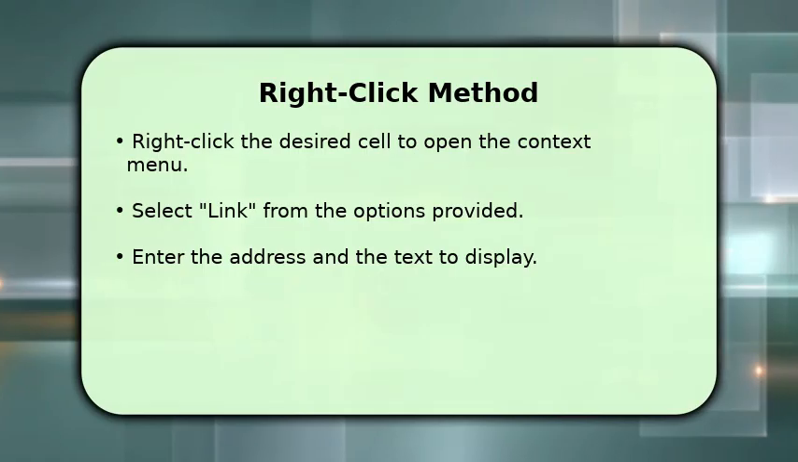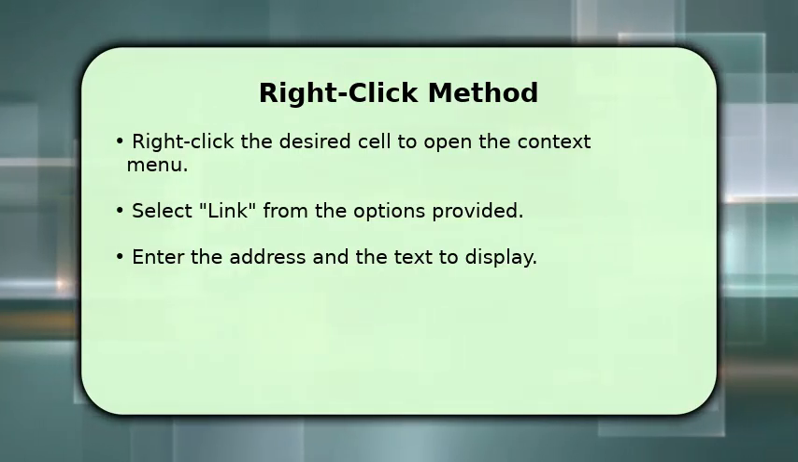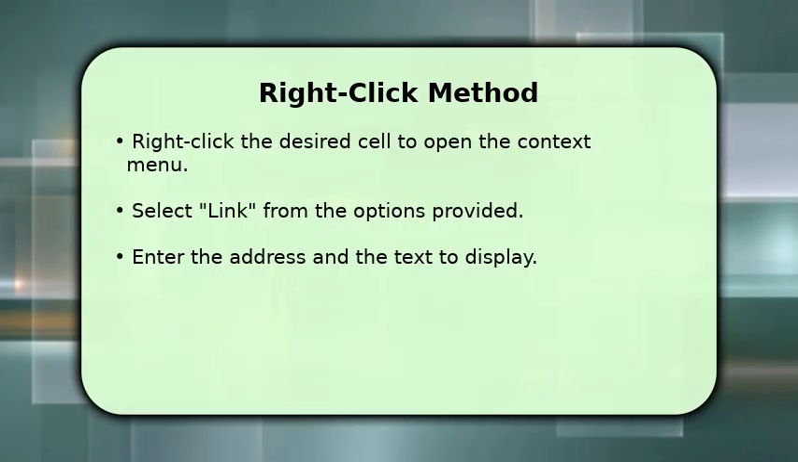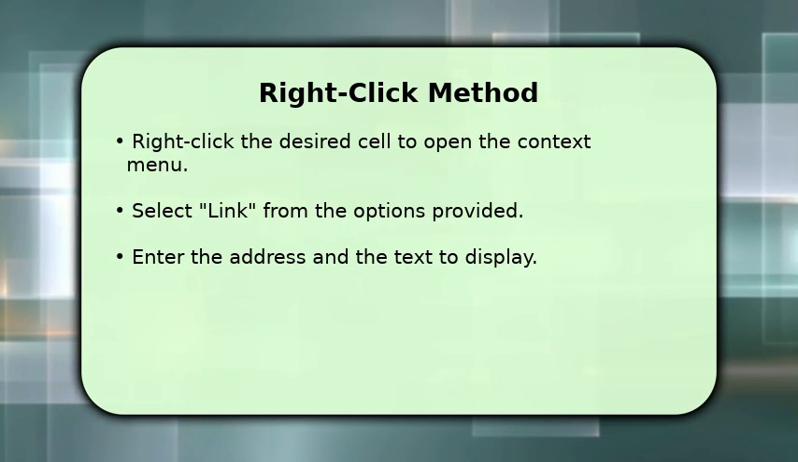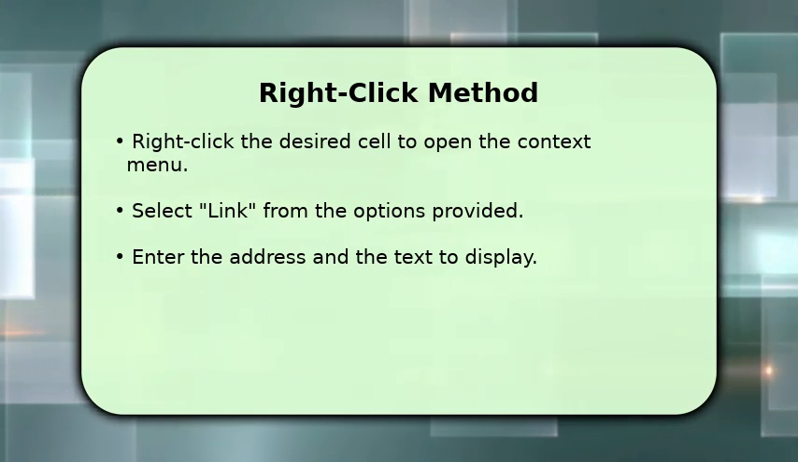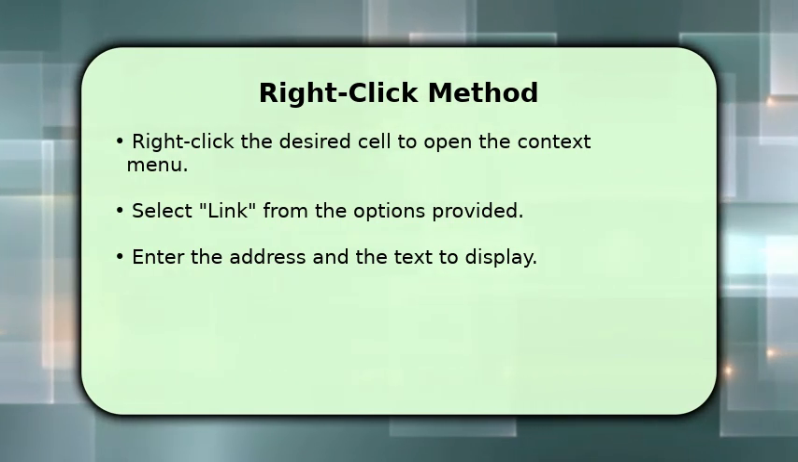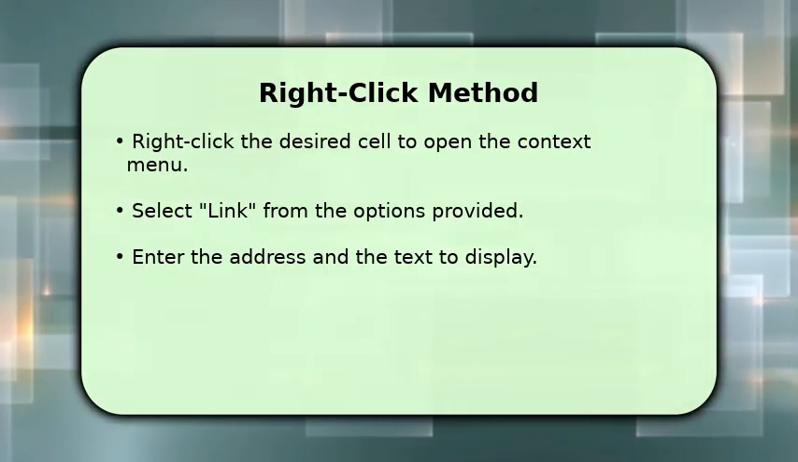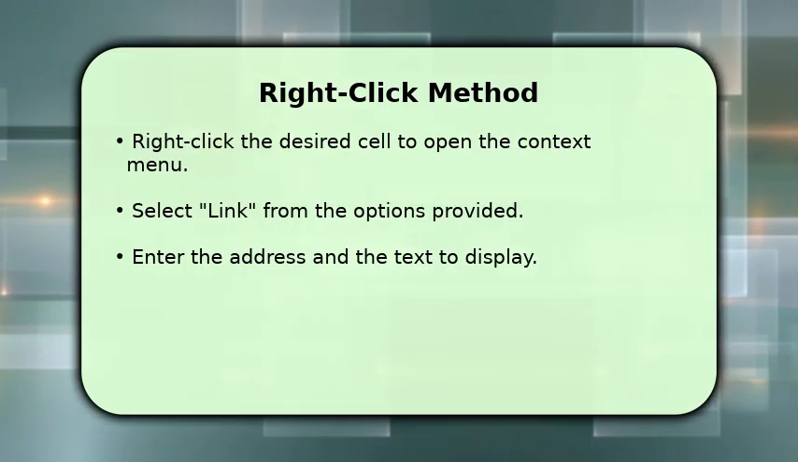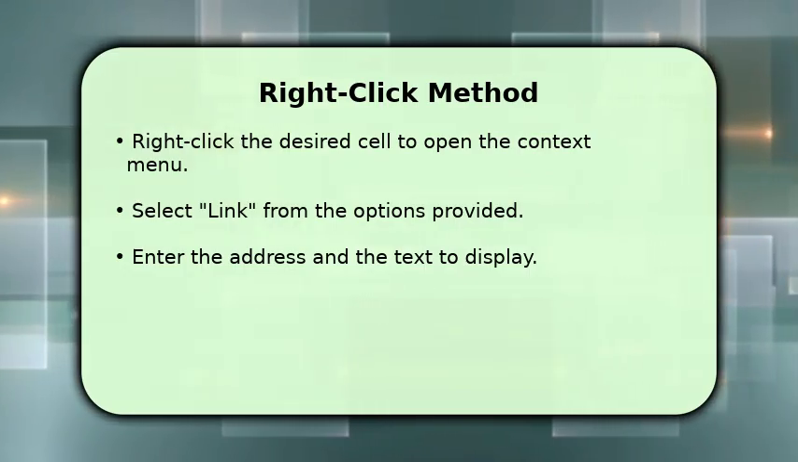Another very efficient way to create a hyperlink is by using the right-click context menu. Just right-click on the cell where you wish to place the link. From the menu that appears, select the Link option. This will bring up the same Insert Hyperlink dialog box we saw earlier. It's a quick and intuitive method, especially when you're adding just one or two links to your spreadsheet, saving you several clicks.